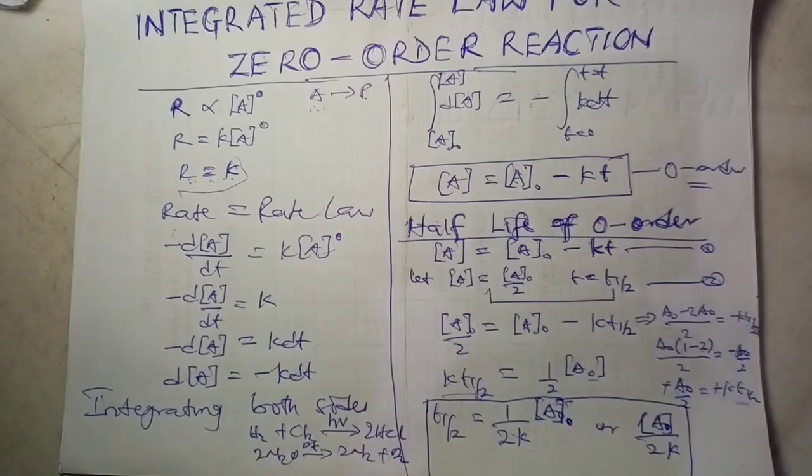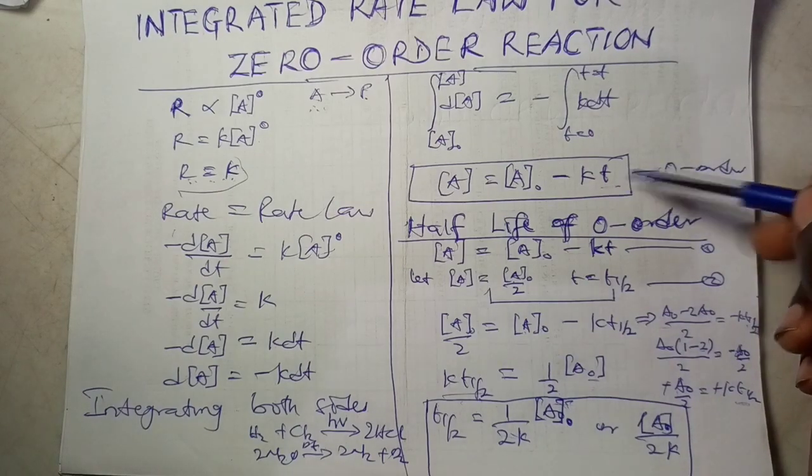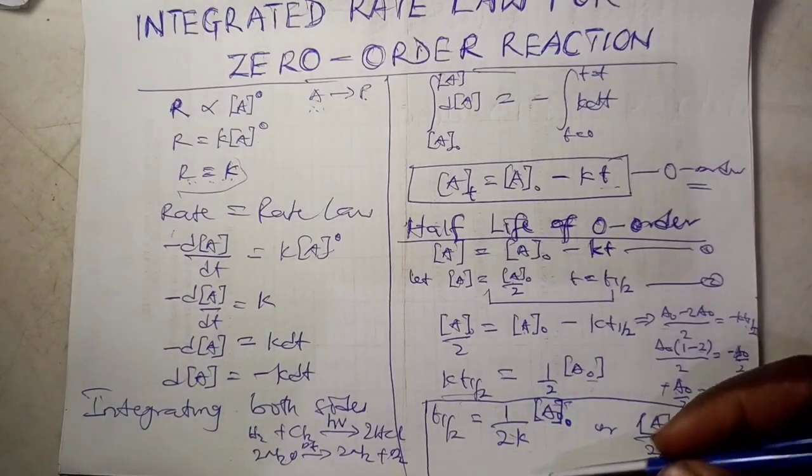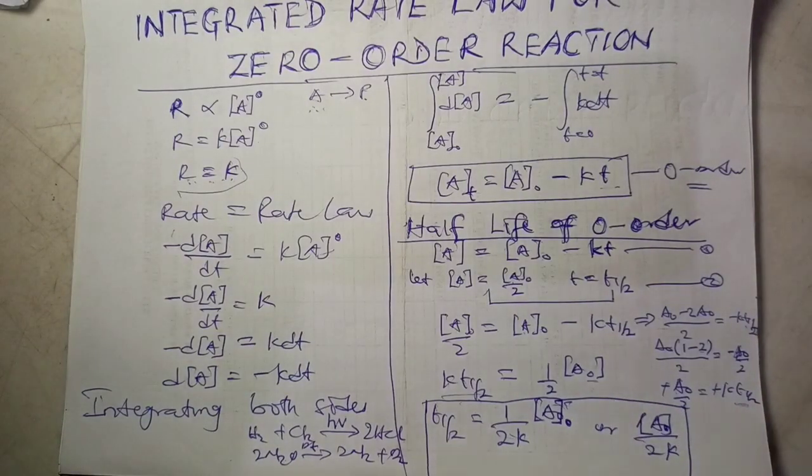So this explains the differential and integrated rate law for zero order reaction. Here, this is the integrated rate law for a zero order, at the time t, and this is the half-life for zero order. It's quite different from the integrated rate law for first order. You can watch my video on that. And also this is different from the half-life of second order, which you can equally watch my video on.